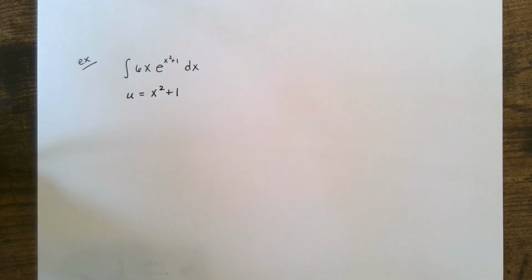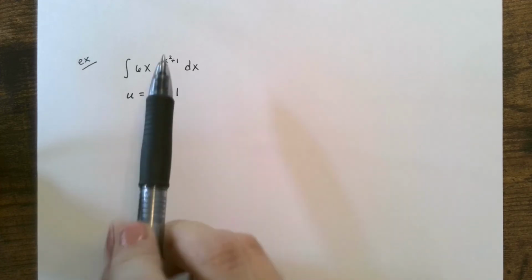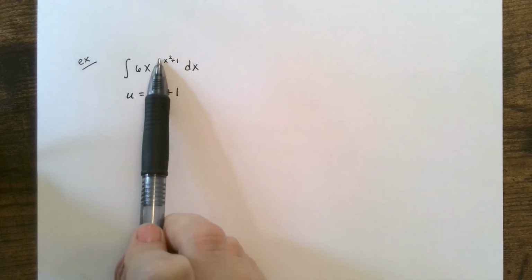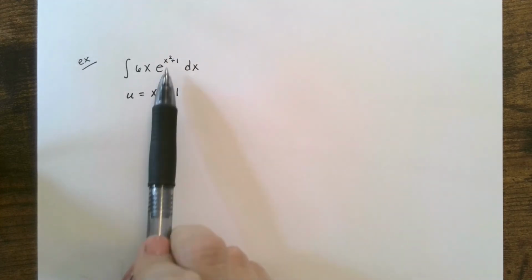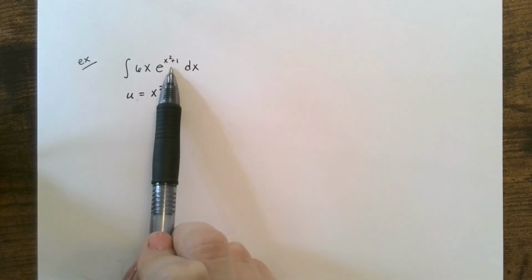This may not be your first choice. You may go a little bit bigger or a little bit smaller, but this is the one that's going to get us to a final answer. So I've chosen this because it is in my integrand, right? x squared plus 1 is right here. And if that were just e to the u, I'd be good to go.